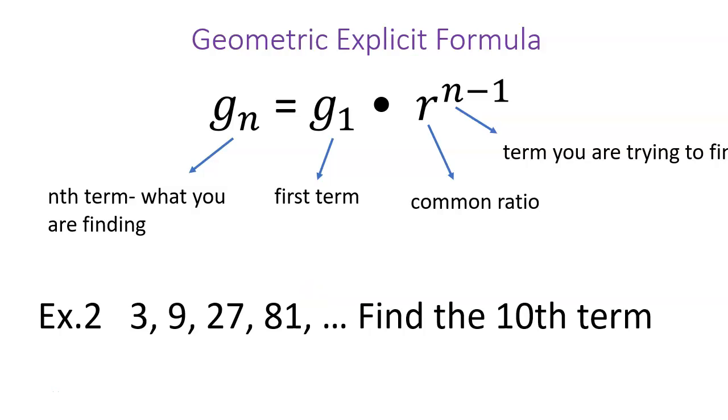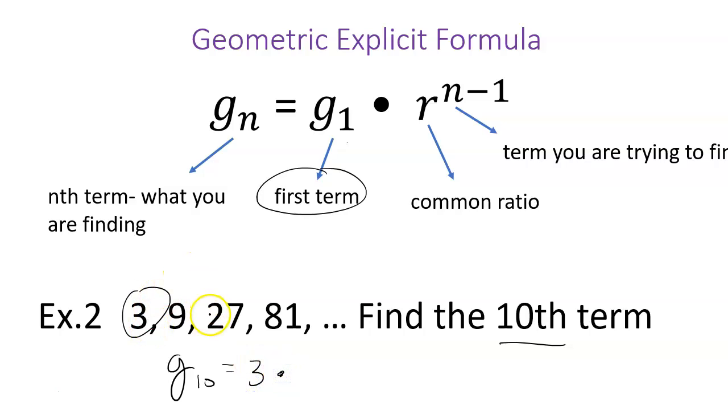Then we learned the geometric explicit formula. It does the same thing. It can find any term using multiplication or division. So on this one, again, n is the term we're trying to find, which in this case is the 10th. So g sub 10 equals g sub 1, first term 3, times my common ratio. 3 times 3 is 9, 9 times 3 is 27, so 3. And then n minus 1 is my exponent. So I would get g sub 10 equals 3 times 3 to the 9th power. And then I would multiply it in my calculator.